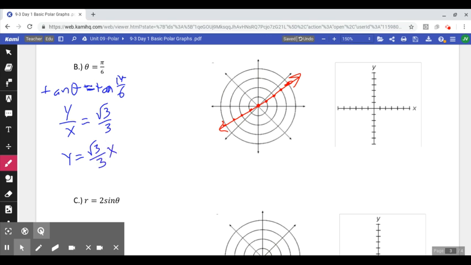Now, root 3 over 3 is about 0.6, or we could even say that's about 3 over 5 if we're going to try to do some slope work with this. So we also know that the y-intercept is (0, 0). We could go up 3, right 5. 1, 2, 3, 4, 5, got it. And then 1, 2, 3, and then over 5 would be right here. So when we draw this, we're going to get the same line that we had on the red graph, the polar graph, and that actually should be the case.